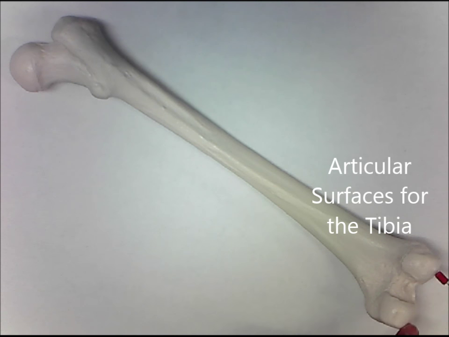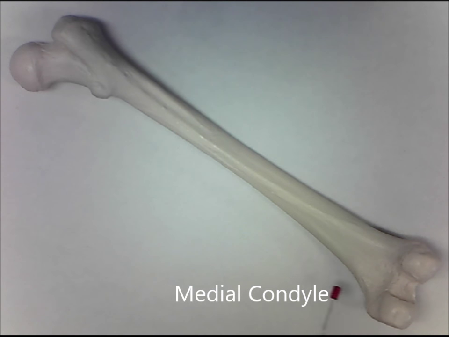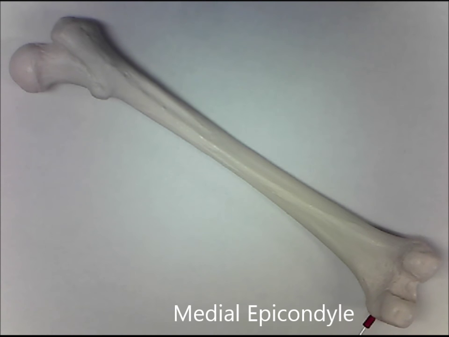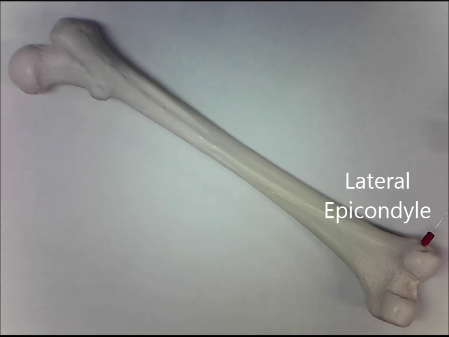the articular surfaces for the tibia, the medial condyle, and the bump on the medial condyle called the medial epicondyle, the lateral condyle, and the bump on the lateral condyle called the lateral epicondyle.